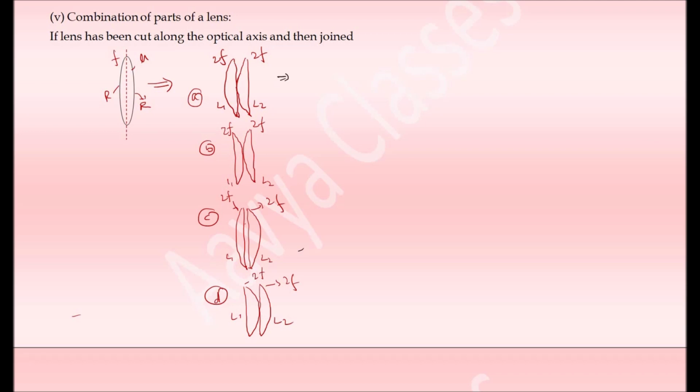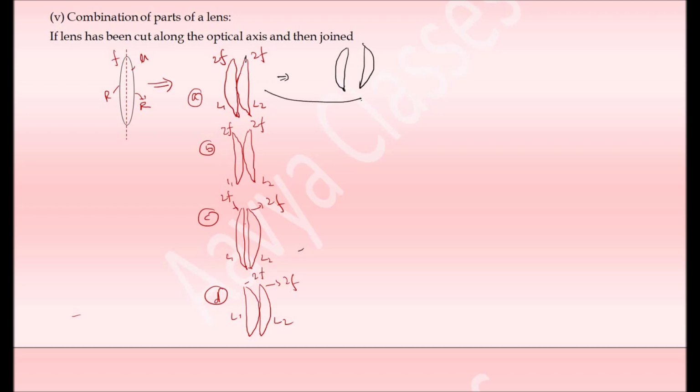as we know, the orientation of any lens does not change its focal length. So if I place this lens in this way or in the other way, the focal length will remain the same. So the focal length of individual lenses is 2f, as we have already learned.